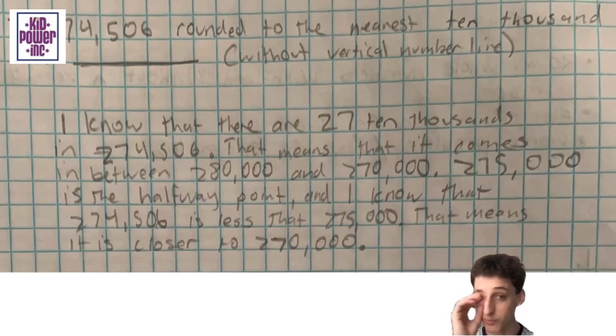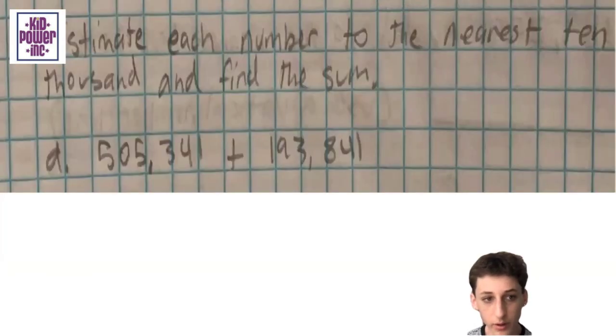So you can see that even when you're not using a vertical number line, when you're explaining your answer out, you're still using the same concepts from the vertical number line, where you find 280,000 and 270,000. You would do the same thing if you were using a number line, and then you find the halfway point. The only difference is that you're putting it in words, and you're explaining your answer out more. All right, on to the next problem.